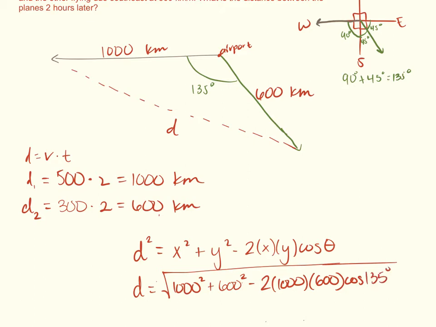Okay, and so this will be equal to 1,486.1. Again, we want to round to 3 significant digits. This will be 1,490 kilometers. And that's our answer.